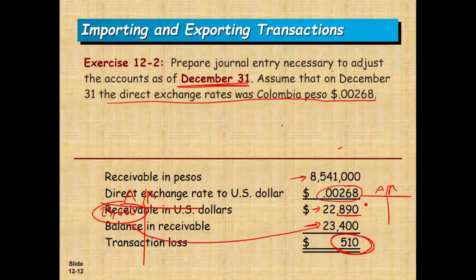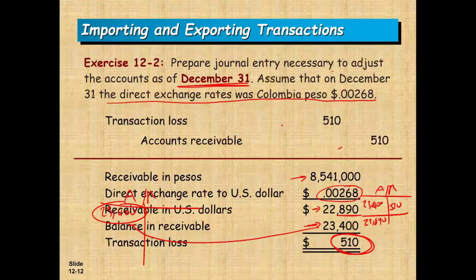Account receivable, we had 23,400. Now we're going to have to reduce it by 510. Now the receivable is 22,890. Therefore, we have to reduce the receivable. So we credit the receivable 510, and we debit transaction loss, which is an income account. It goes on the income statement.